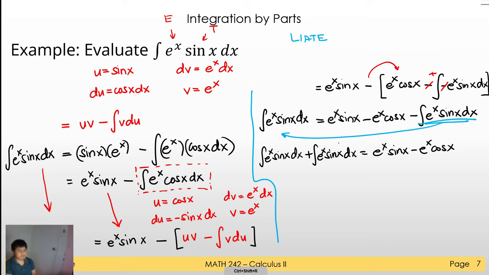So these two terms here can be combined as one. If you imagine this as a variable, let's say y, diba? So if we add these two, we have 2y. So similar to what we do in algebra, we can combine this into 2 times the integral of e raised to x sine x dx.